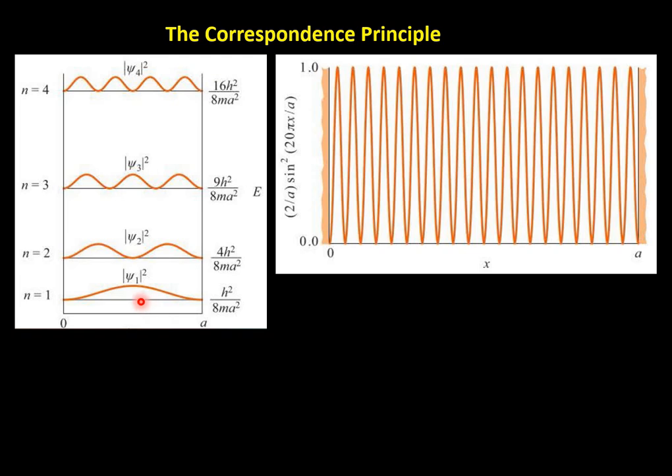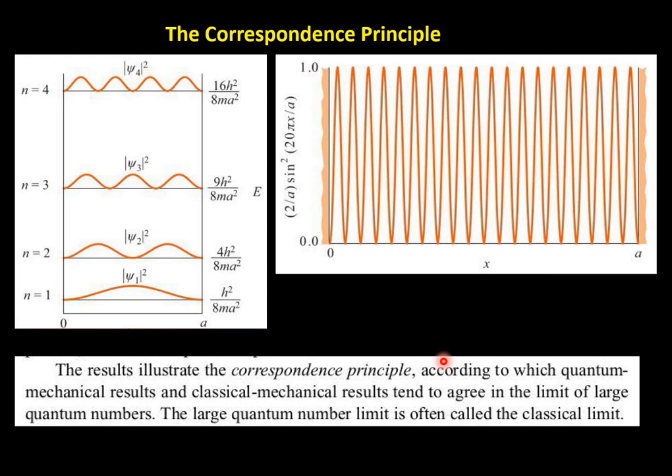As you see, at the ground state it is most likely at the middle, but in the first, second, the distribution is slightly spreading. In n equal to 4 it is even more uniform compared to the ground state, and for n equal to 20 we see that there are not one or two choices, but so many choices. That means it is gradually converging to the classical picture. So that is the correspondence principle. This result illustrates that quantum mechanical results and classical mechanical results tend to agree in the limit of large quantum numbers. The large quantum number limit is often called the classical limit.